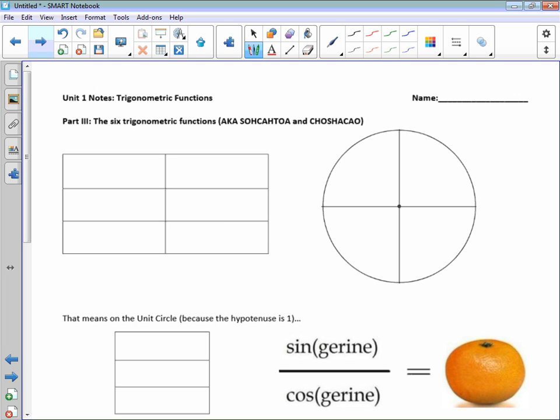All right, so now we're going to do sine, cosine, tangent, secant, cosecant, and cotangent within this circle. So we're going to draw a little triangle over here. That's a theta, T-H-E-T-A. We use a lot of Greek letters for our angles, so we get used to those.